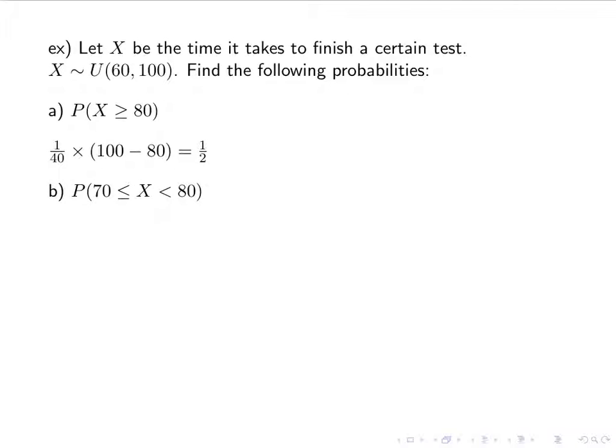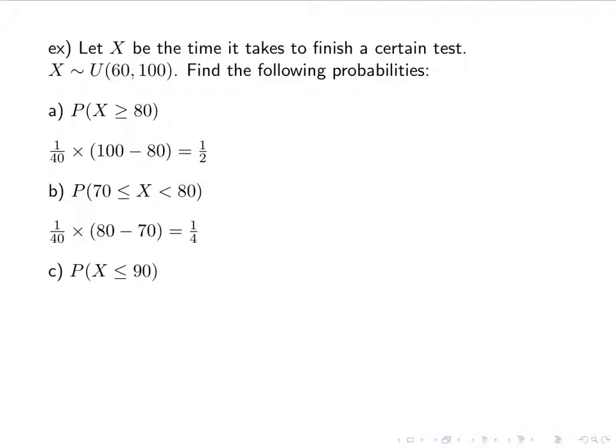B, I want the probability that x is between 70 and 80. So this was that third type that I did in blue. I want between 70 and 80, so the width of my rectangle will be 80 minus 70. So I have 1/40 times 80 minus 70. If I do that out, I get 1/4.